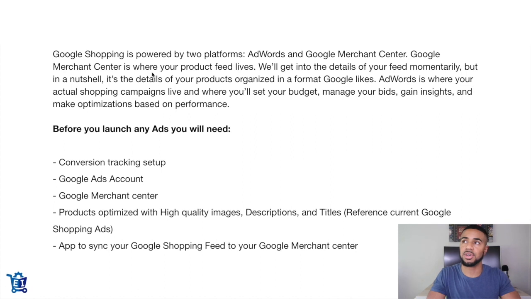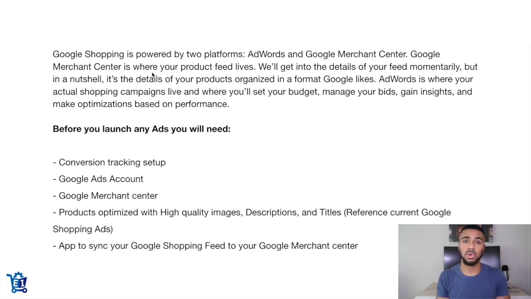The easiest way I like to explain how Google Shopping works, because it's a little bit different than Facebook. Facebook is a little bit easier because you have your actual campaign, then you pick your conversions or your objective, and then you pick your targeting, which is who you want your ads to show up in front of. With Google, it's a little bit different.